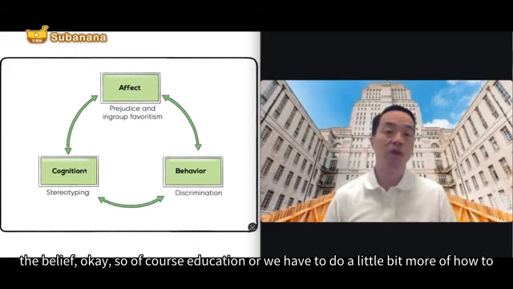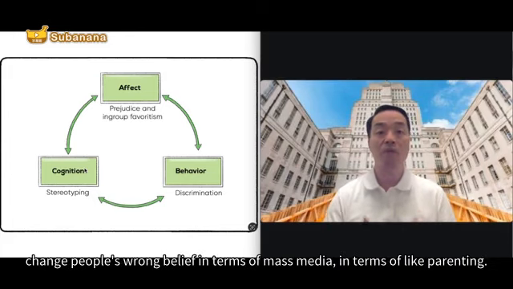Okay, so of course, education, or we have to do a little bit more on how to change people's wrong beliefs in terms of mass media, in terms of parenting.